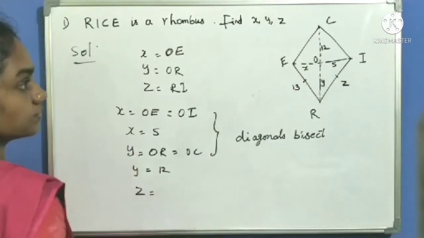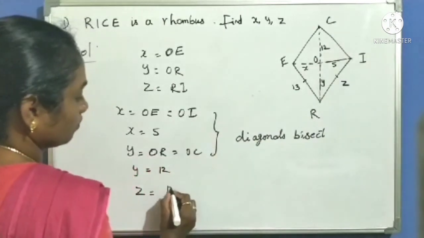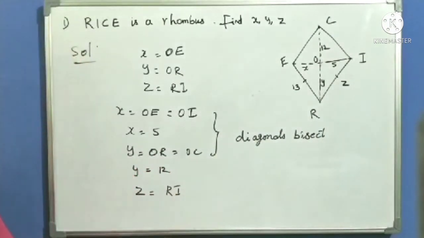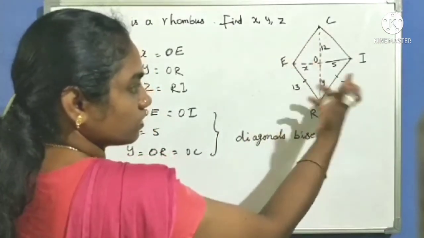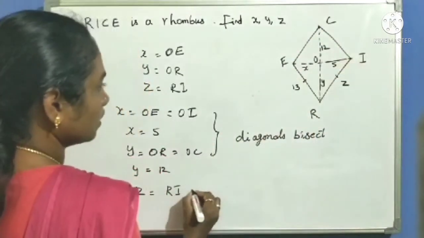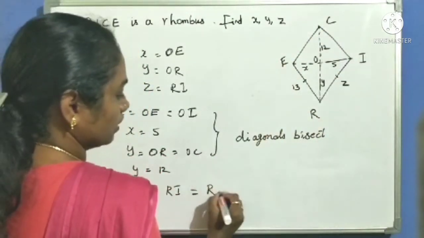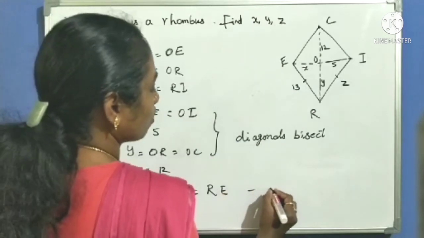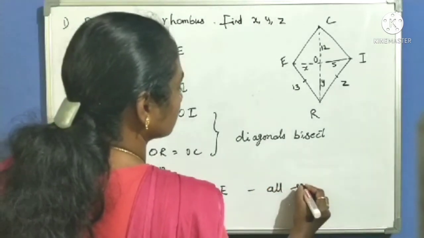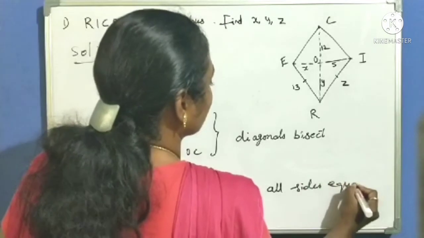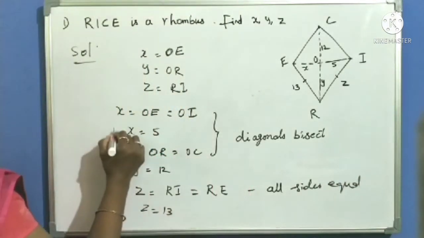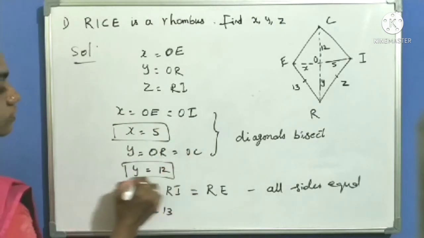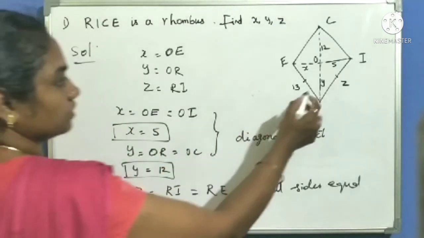Next is Z. Z is RI. What is the rhombus property? All the sides are equal. This side is given as 13, so all the sides are 13. RI equals RE, since all the sides are equal. So Z equals 13. So X equals 5, Y equals 12, Z equals 13.